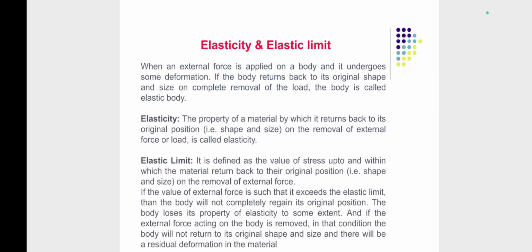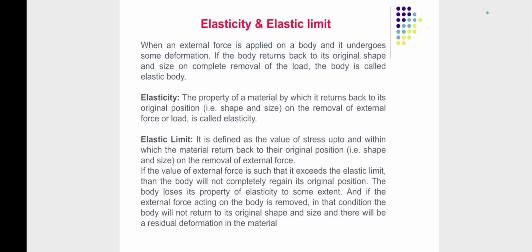Elastic, elasticity and elastic limit. Most of the engineering materials are ductile in nature. When the external force is applied on the body, it undergoes some deformation. If the body regains its original position and shape when there is a complete removal of load, then it is called an elastic body. The property of a material by which it returns back to its original shape and size on the removal of external force is known as elasticity. This property plays a very important role in automation and robotics.